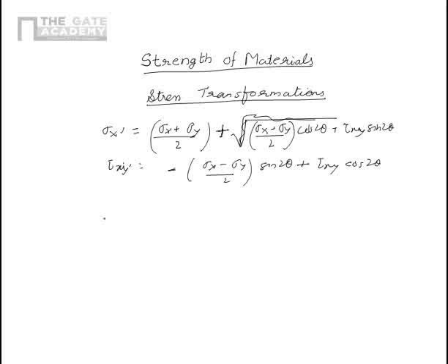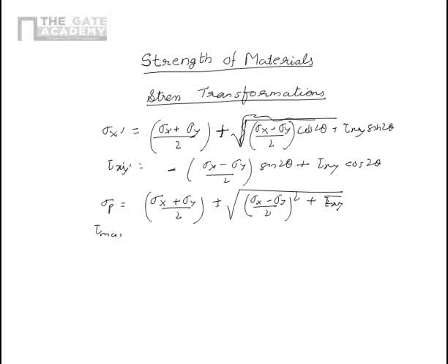And the principal stresses are given by sigma p equals sigma x plus sigma y by 2 plus and minus square root of (sigma x minus sigma y by 2) square plus tau xy square. And the maximum shear stress is given by square root of (sigma x minus sigma y by 2) square plus tau xy square.